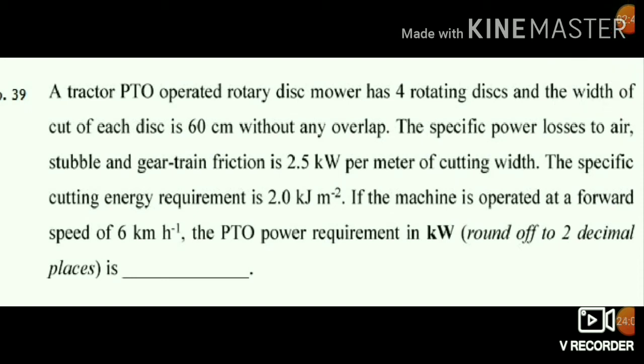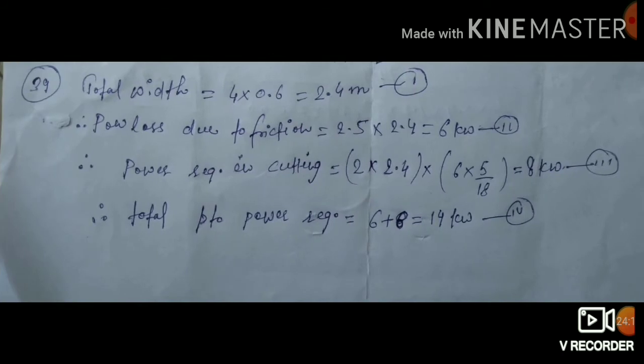So friends, in previous videos I have told you that you should be very clear with the units and dimensions chapter. See here that speed is given in kilometer per hour, so you can easily convert it into meter per second by multiplying by 5 by 18, whatever you have studied in your intermediate classes. Then you can simply multiply 2 into 2.4 into 6 into 5 by 18, which is equal to 8 kilowatt.